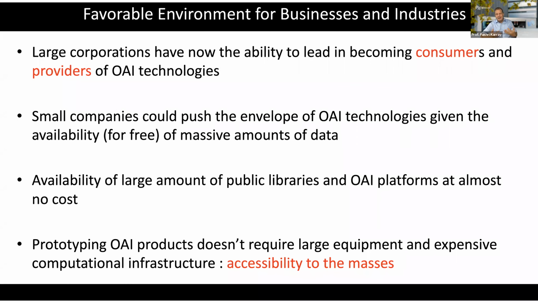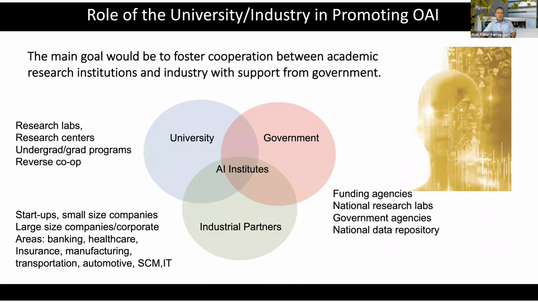And that's why they have to strive to hire the right leaders who would direct them on what to use, when to use it, and how to have access to this type of know-how that is coming from outside, from the universities or from research institutions. So this is the role of the university and industry in promoting operational AI. And this is very, very important.